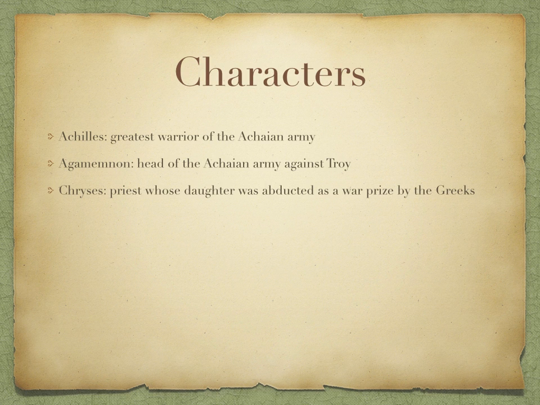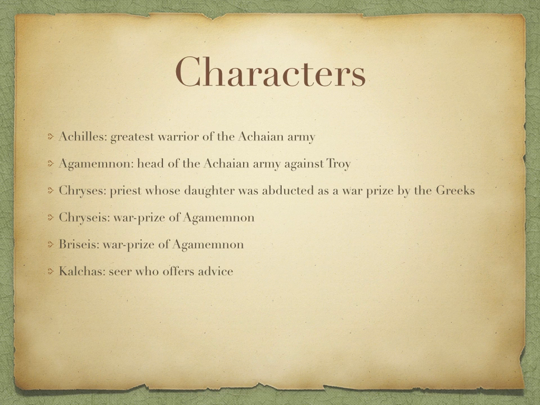Chryses is a priest whose daughter was abducted as a war prize by the Greeks. Chryseis is a war prize of Agamemnon, as well as Briseis. These are two of the female characters who were taken basically as property and given. One was given to Agamemnon, and one was given to Achilles, and then Agamemnon takes Achilles' war prize.